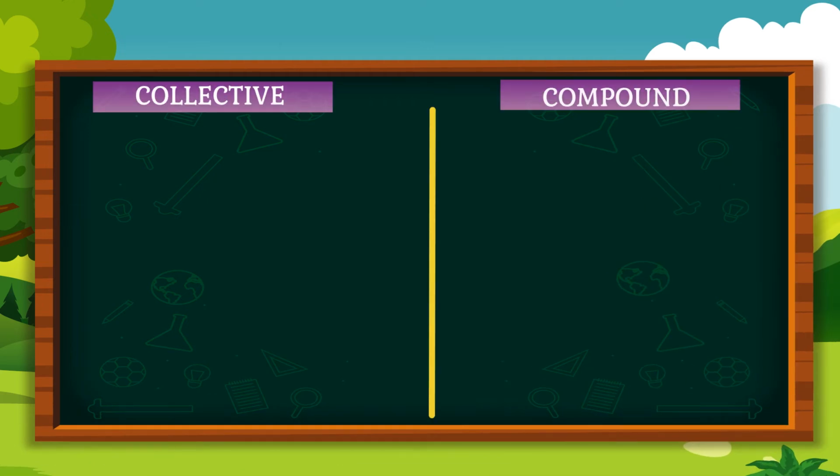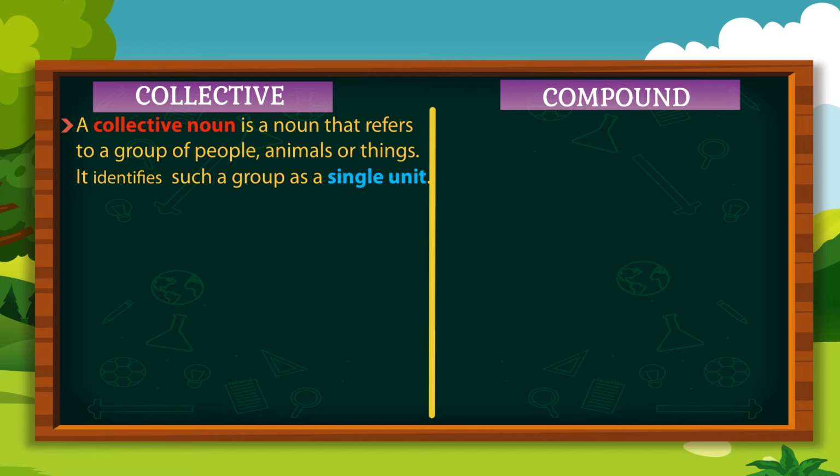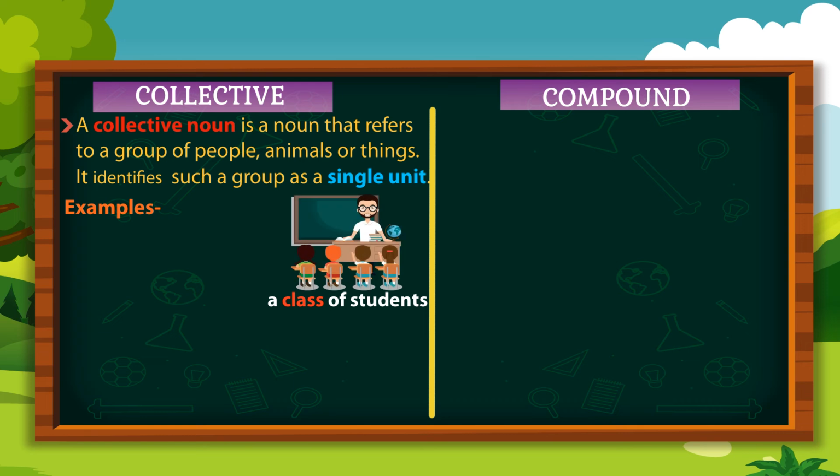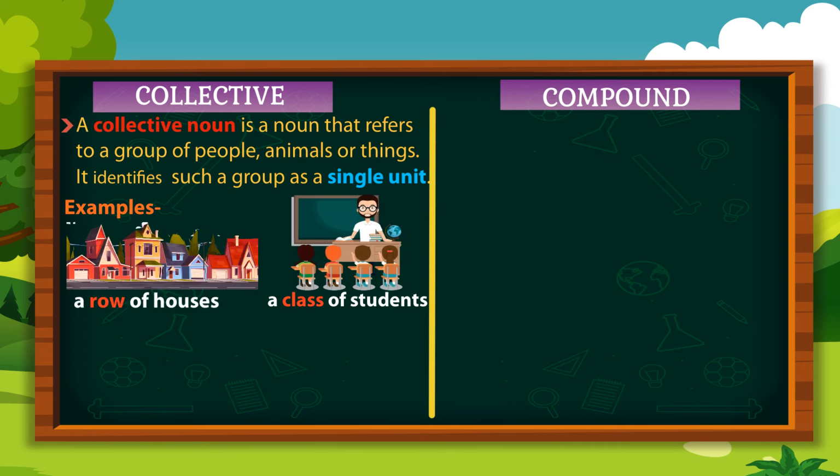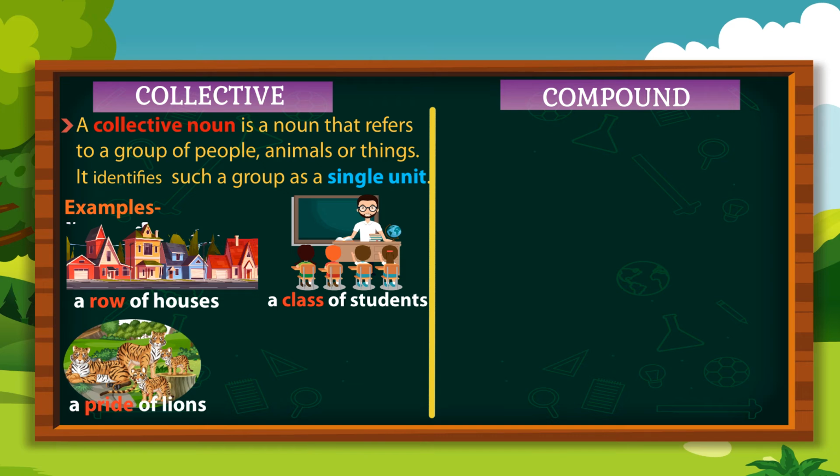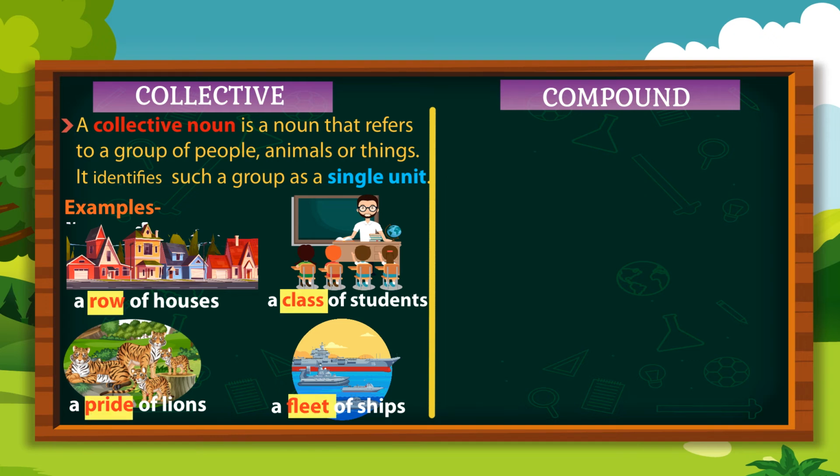Next is collective and compound noun. A collective noun is a noun that refers to a group of people, animals, or things. It identifies such a group as a single unit. It is the name of a group of things. For example, a class of students, a row of houses, a pride of lions, a fleet of ships. The words class, row, pride, and fleet are collective nouns used to refer to groups of students, houses, lions, and ships, respectively.